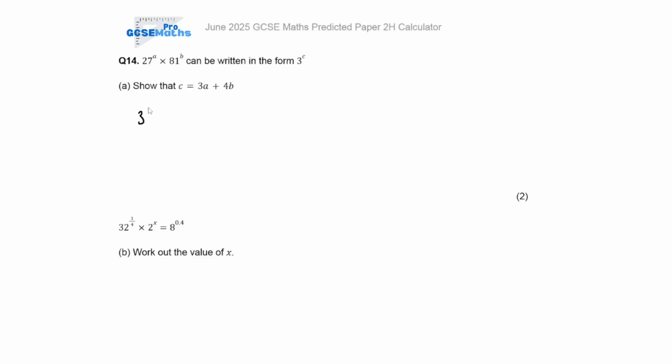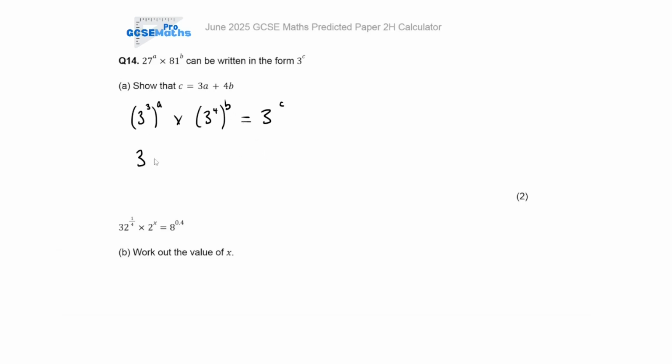Well, 27 is 3 cubed, isn't it? So imagine that, 3 cubed instead of 27, still to the power of a. And then 81 is 3 to the power of 4, still to the power of b, and then just leave the other one. I'm just writing it as an equation now because when it says can be written in the form, that just means is equal to, is the same thing as.